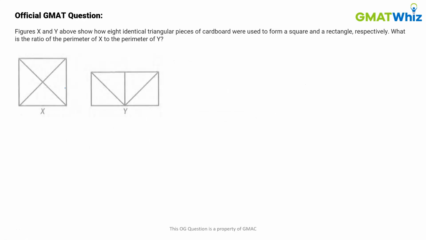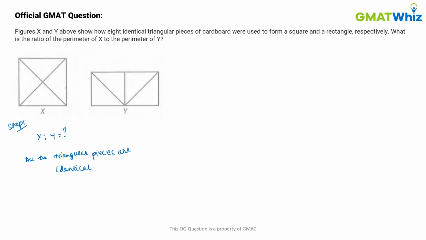In this question, we are given that there are 8 identical triangular pieces of cardboard which were used to form a square and a rectangle respectively. We have to find the ratio of the perimeter of x to the perimeter of y. The only information that is given in the question is that all the triangular pieces are identical.